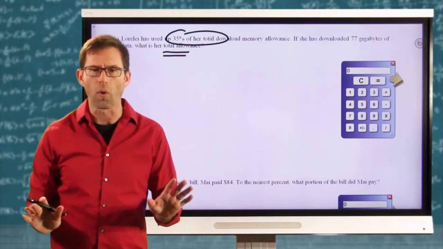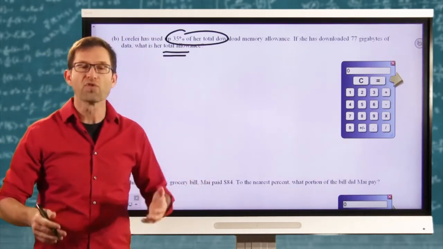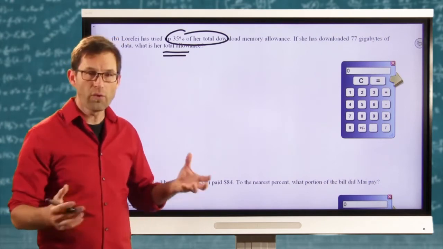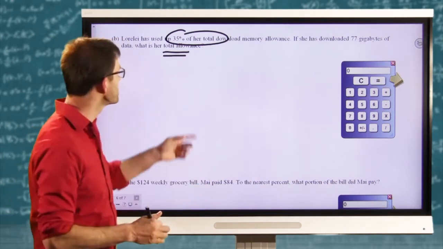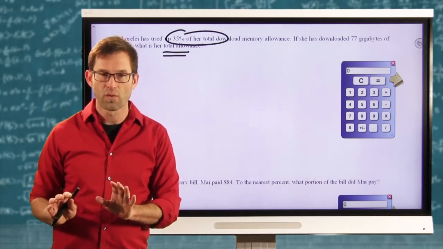We're looking for the total. And again, think about it this way, right? If for some reason the total was 100 gigabytes, then she would have downloaded 35 of the gigabytes, right?